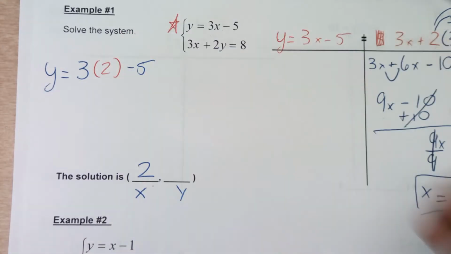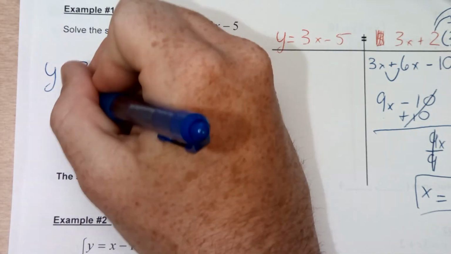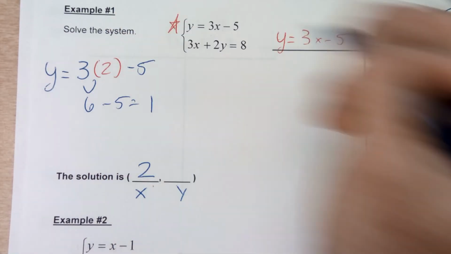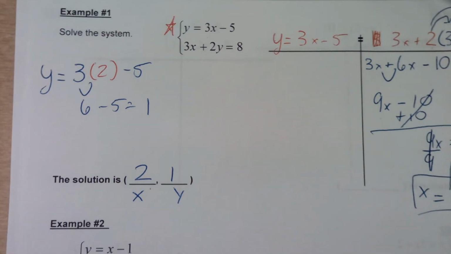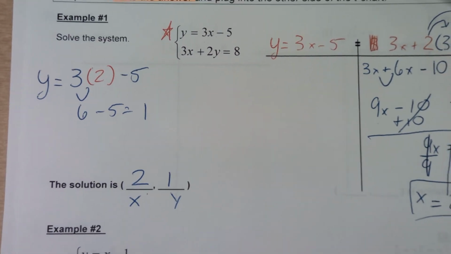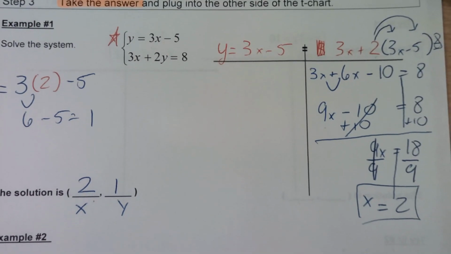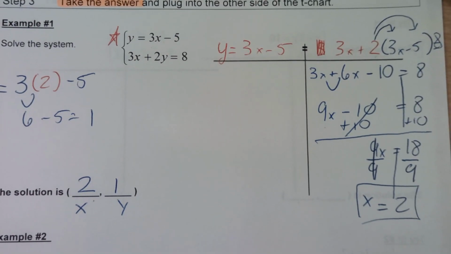minus 5. And now we just simplify. So that is 6. 6 minus 5 is 1. So your y would be 1. So the solution to your set would be 2, comma 1. That's how we solve a system of equations by substituting. Please stay tuned for video number 2 for lesson 6.2.